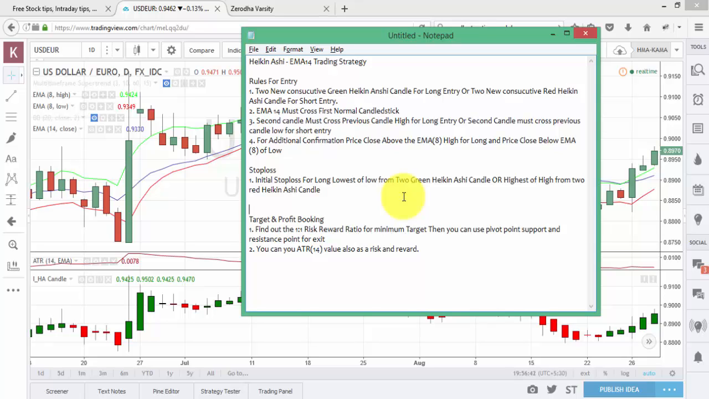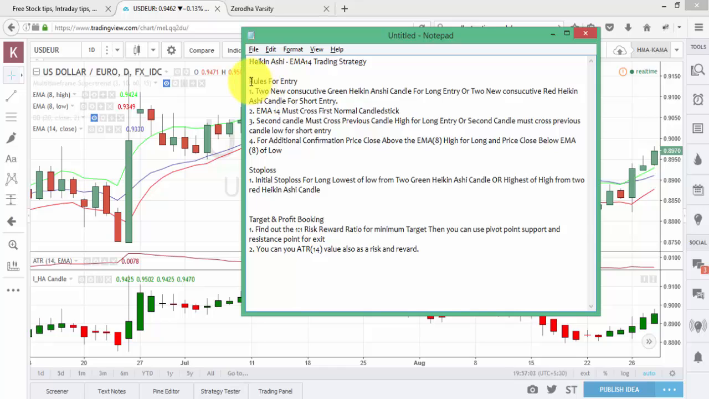Today I am going to show you a new trading strategy which uses two indicators. One is Heikin Ashi and the second is an EMA. With the help of these two indicators, you can find the actual trend, the actual entry point and the exit point also. So let's start with this trading strategy.